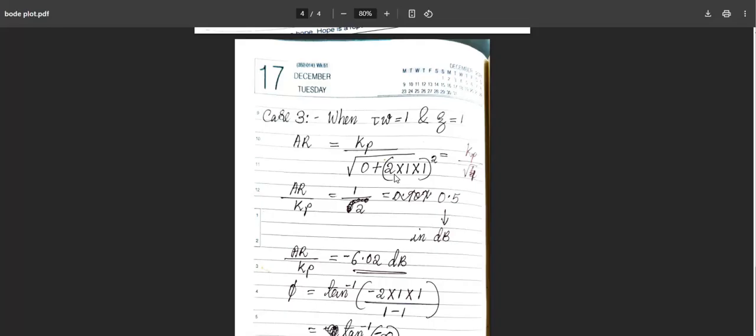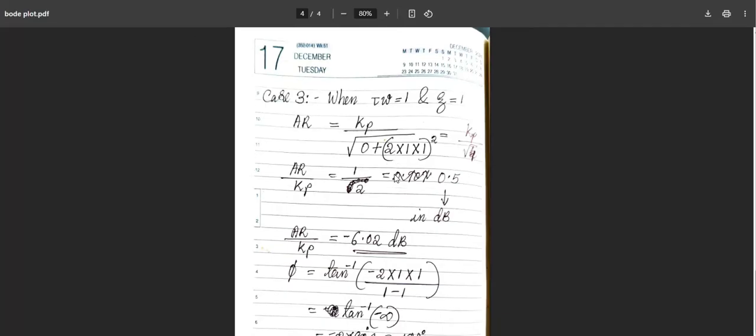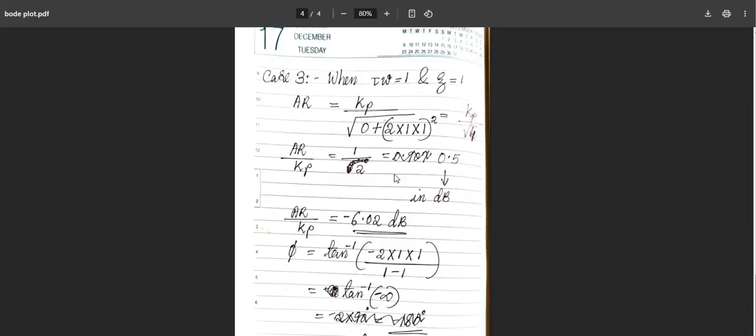When you look at this equation, there is one more parameter in the second order system, that is zeta. So zeta also we are assuming as 1. If you substitute all the values in the amplitude ratio equation, you will get AR equal to Kp divided by root 4. Root 4 is actually 2. So AR by Kp is actually 0.5. And if you convert it into decibel, you will get minus 6.02 decibel.